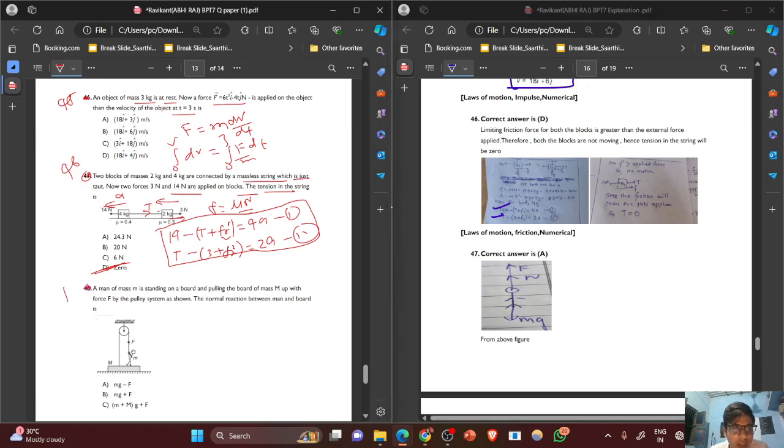Okay, it's question number 47. A man of mass m is standing on a board of mass M and pulling on the board upwards with force F through a pulley. It is asking for the normal reaction between the man and the board.